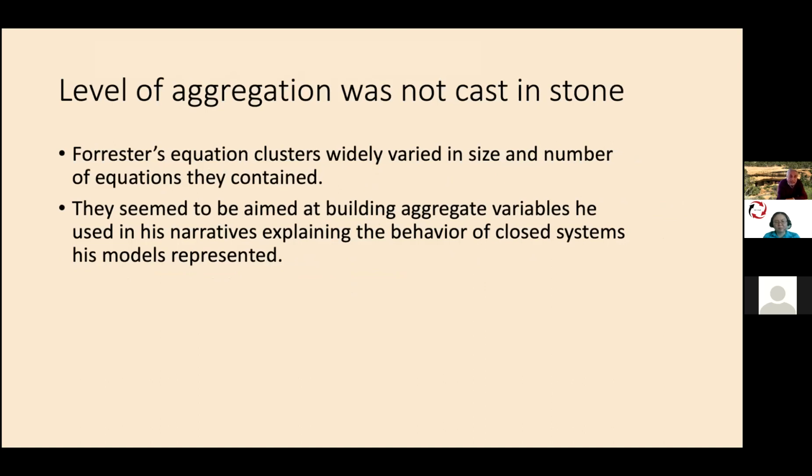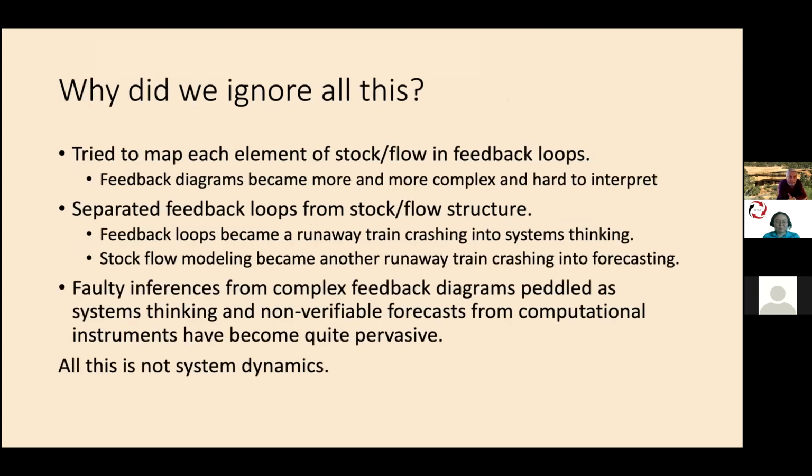Now, another thing that is interesting to note is that the level of aggregation in these models is not cast in stone. Some sectors, subsystems are large, some are small. The important thing is that they are important parts of the feedback maps that they create. And we ignored all this. We tried to map each element of stock and flow into feedback loops. Feedback diagrams became very complex and hard to interpret. We separated feedback loops from stock flow structure. Feedback loops became a runaway train crashing into what we call system thinking.